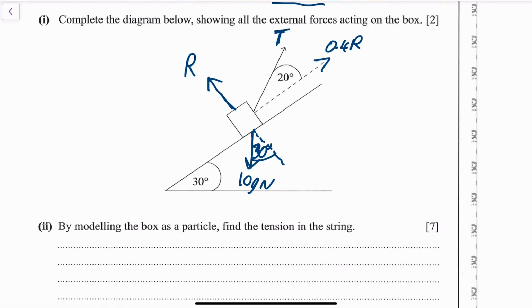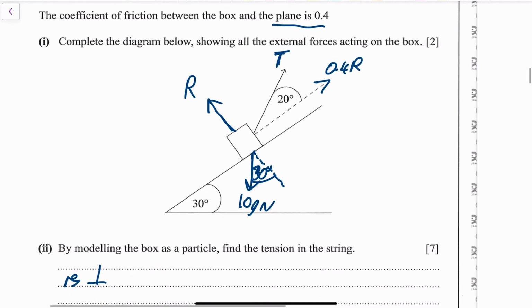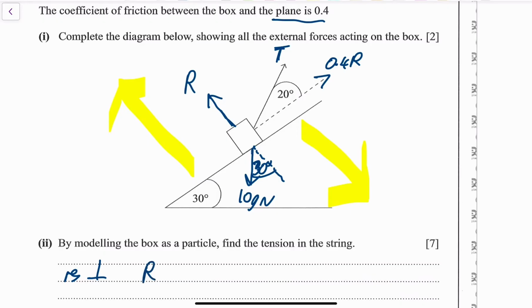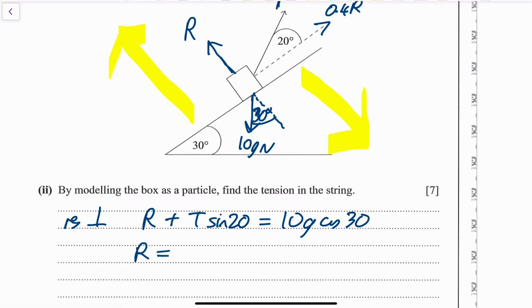So we're going to have to find, going parallel to your plane, it involves the R, the 0.4R. So we're going to have to find that R first of all. So we're going to resolve perpendicular to your plane. So going perpendicular to the plane, when I say that, I mean going in this direction and in this direction. Clearly I've got an R. I've also got T sine 20, and that equals my 10g cos 30. So I can rearrange that, get R is equal to 10g cos 30 minus T sine 20.